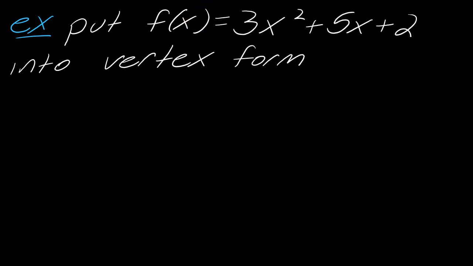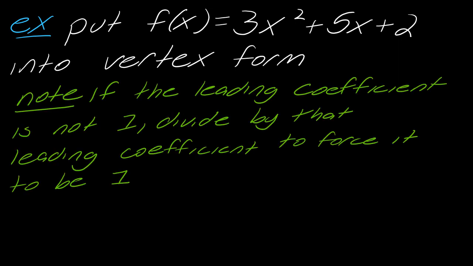So I want to do this one more time with a slightly more complicated example, just to show you how crazy this can get. I've got f of x equals 3x squared plus 5x plus 2. In this case, let me add one more direction. The one other caveat I want to throw in is if your leading coefficient is not 1, which in this case it's 3, then you need to divide by whatever that leading coefficient is so that you can force the right coefficient.